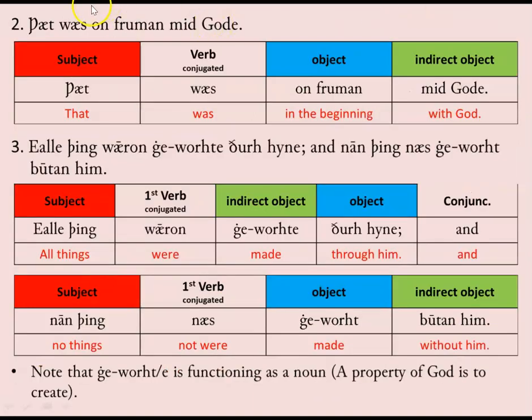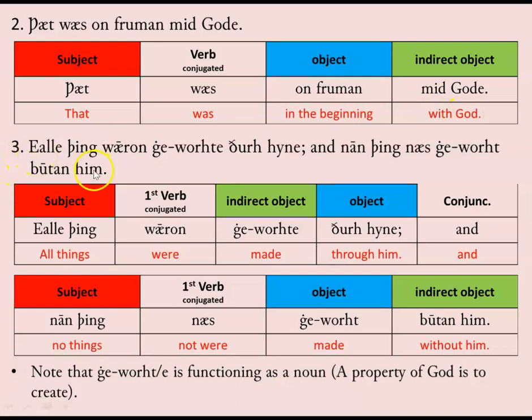Next bit. Second verse, that was on verrumen mit God. That was in the beginning with God. Okay, subject, conjugated verb, then object, indirect object. On verrumen is, if you check in the dictionary, the accusative form. And so on, in the beginning, on here taking an accusative object. So in the beginning, okay, is what's meant here.